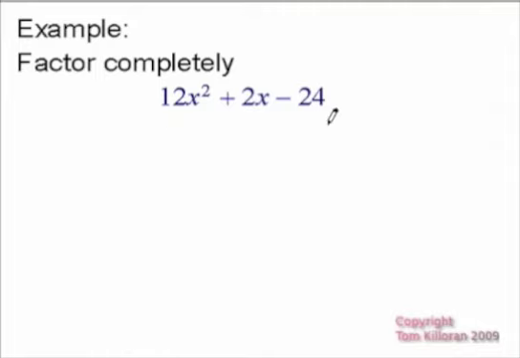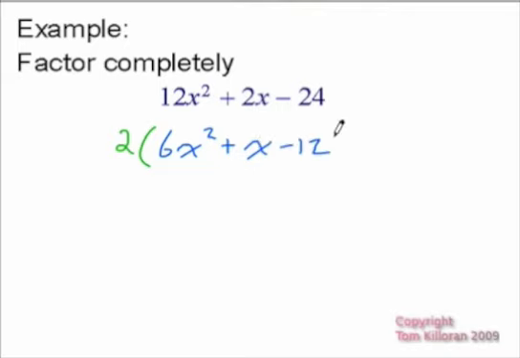Before we really begin, though, it is very important to pull out the greatest common factor. A couple things that will happen is it'll definitely make the numbers smaller, and it'll make the problem a little bit easier to deal with. Alright, so the greatest common factor between 24, 2, and 12 is the factor 2. And then what's left behind is going to be 6x squared plus 1x minus 12.